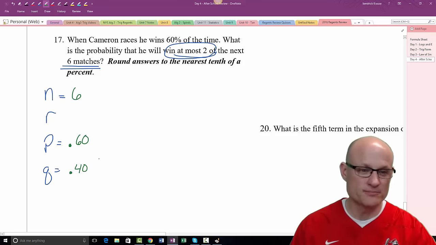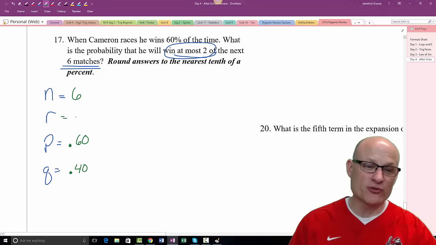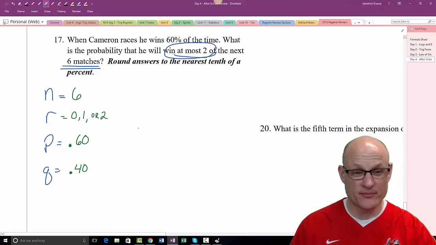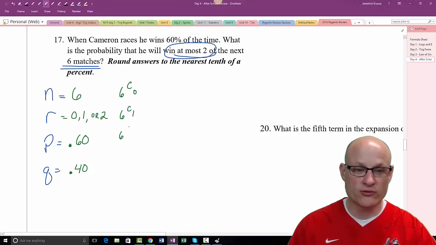Really don't need the 0. And at most 2, that would be 0, 1, or 2 in this case. So we're going to have 3 equations in this one. 6 choose 0, 6 choose 1, 6 choose 2. Oh no, we should do this.